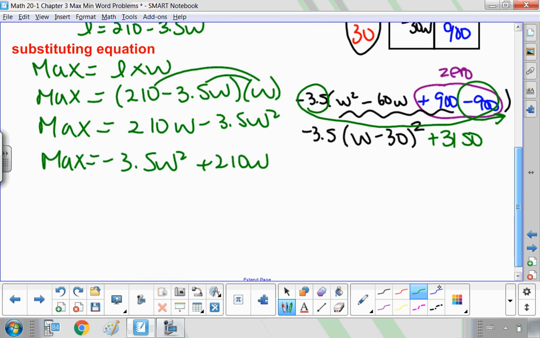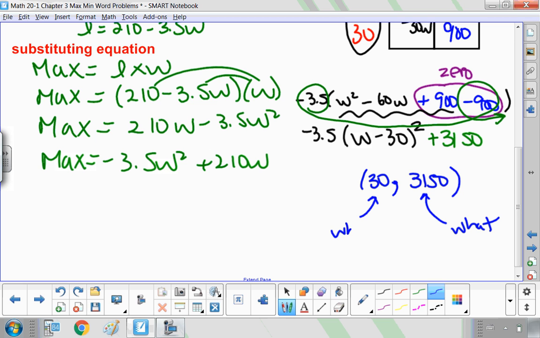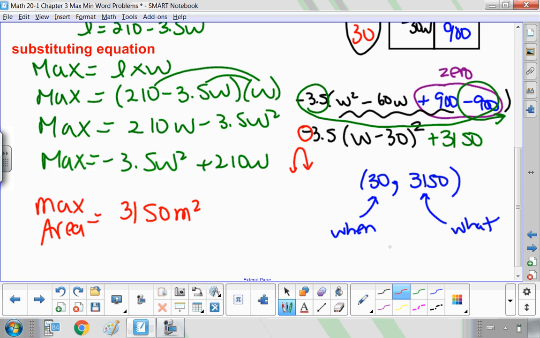Negative 3.5 times negative 900 is positive 3,150. So let's write our vertex. Opposite of the inside, 30, straight up on the outside, 3,150. Remember, this is what your max or min is. This is when your max or min occurs. Because A is negative, I know I have a parabola that opens down, meaning I have a maximum, which is what I wanted. So my maximum area is 3,150 meters squared. And when does it happen?